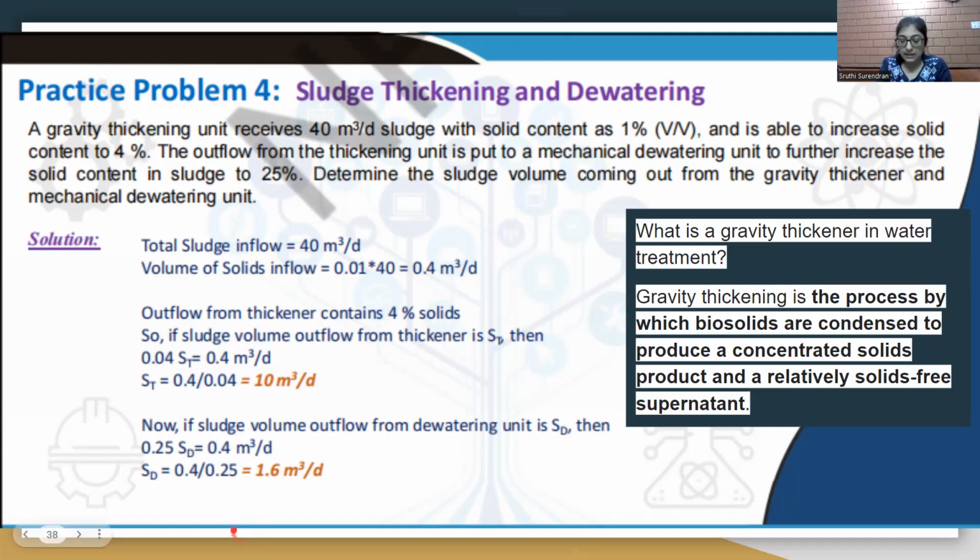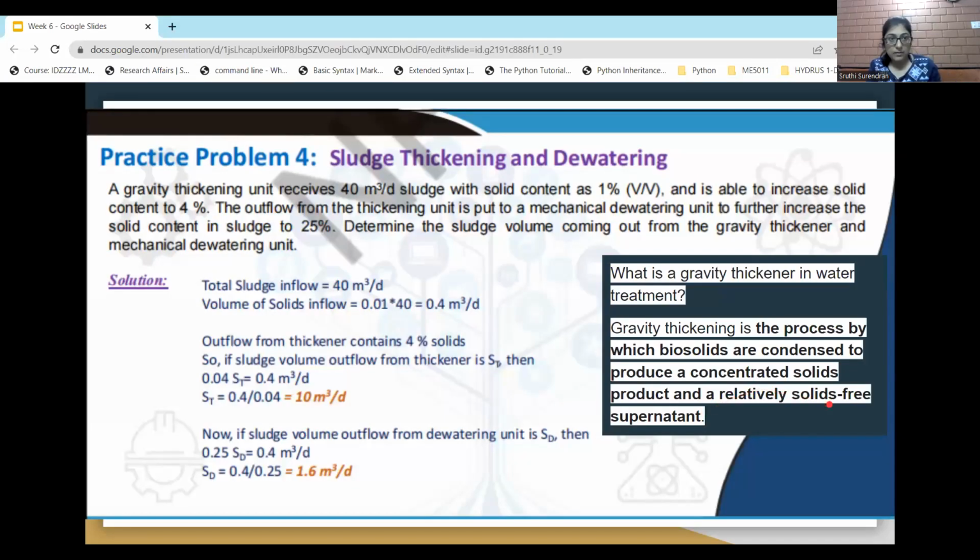You can go through it once again, the explanation and everything. I explain this so that we can do the next problem in the same way. So you're multiplying the solid content with the inflow sludge volume to get the volume of the solids. And then in order to get the outflow, you're again multiplying the solid content percentage with the outflow rate, which will give us a volume of the solids which we already have.